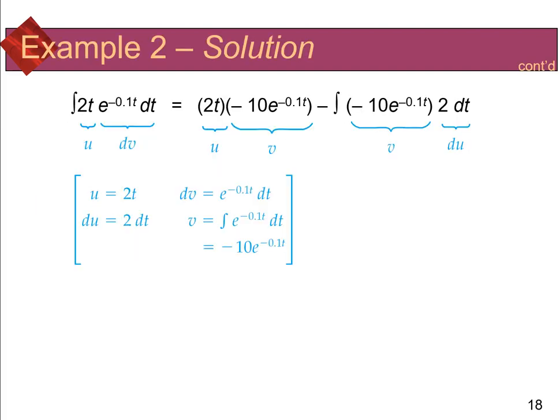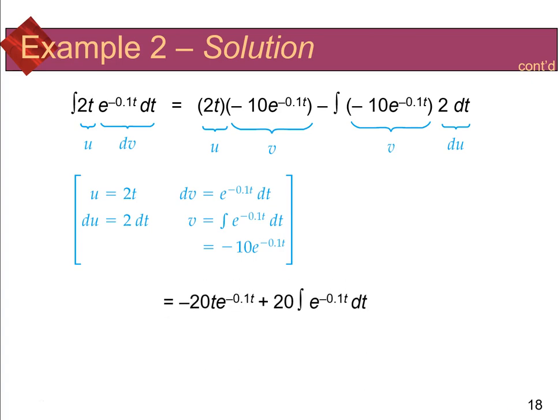So I do the integral of 2t e to the negative 0.1t dt. We choose u to be 2t. We choose dv to be e to the negative 0.1t dt. I work out my du and v values as seen down there. And then I apply the formula, uv minus the integral of v du, and they have those values up there.